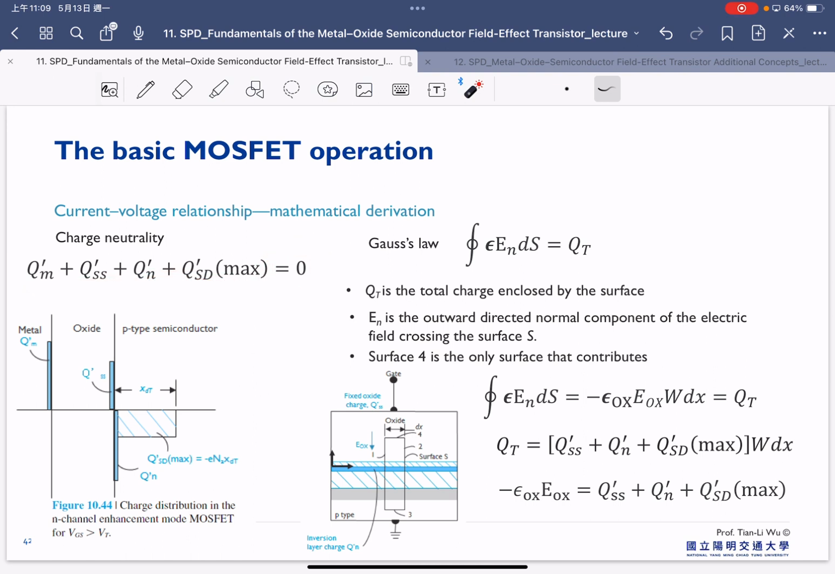And based on Gauss's law, we have this kind of equation, where QT is the total charge enclosed by the surface, and En is the outward directed normal component of the electric field across the surface. And also, if you look at this schematic, surface 4 is the only surface that contributes. So therefore, we can have this equation equal to QT, where QT can be considered as this one as well.